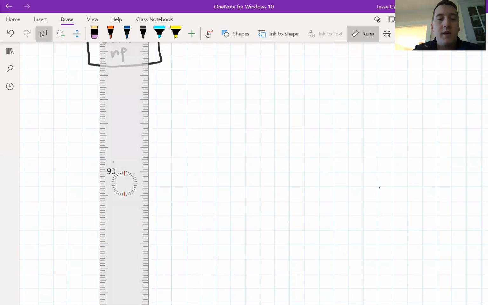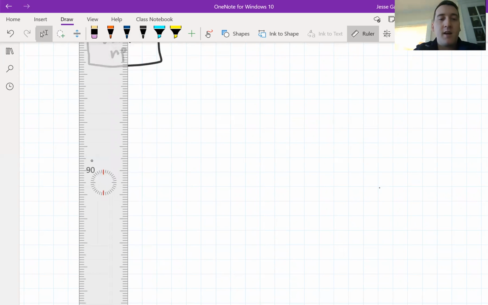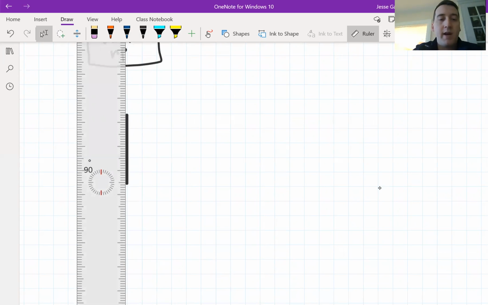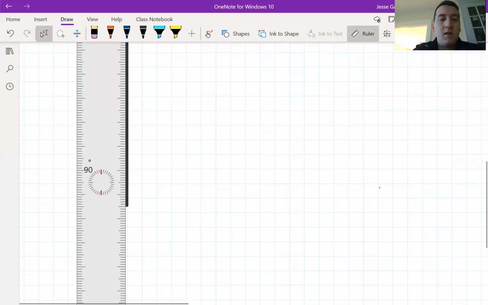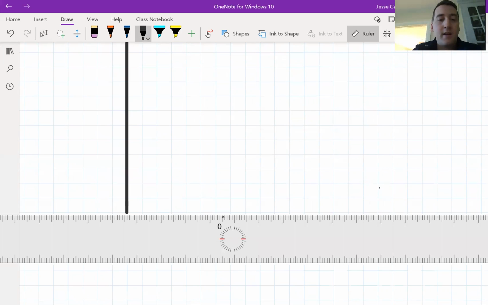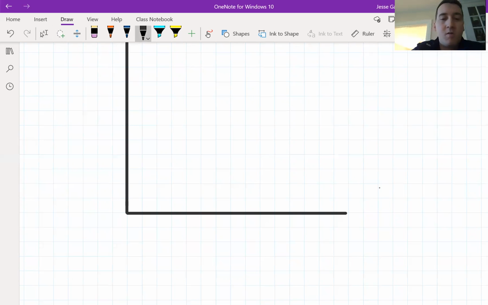So I'm going to plot an X and a Y axis. This is my Y axis, and I'm going to draw an X axis as well. On my X axis, I'm going to put time. This is as time proceeds in the reaction, and time is measured in seconds.